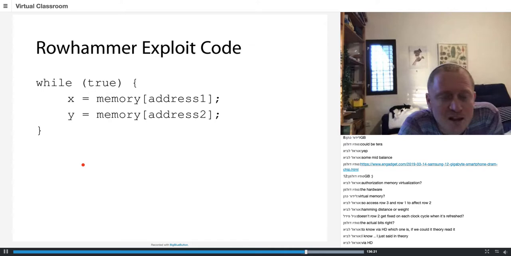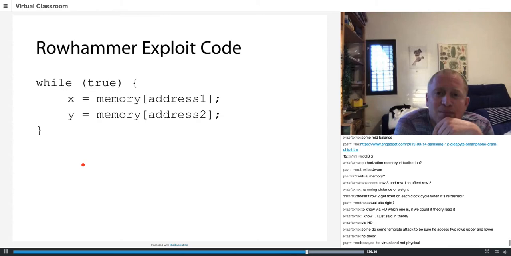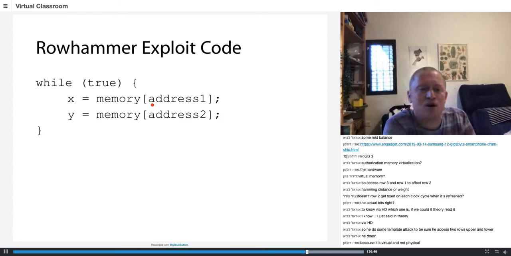Now, it's much more challenging than it appears here. And why is that? Look at this memory. Look at this code and try to tell me what would happen in practice. I'm assuming that address one really is in row number one and address two is in row number two. What happens when I run this code on a CPU?